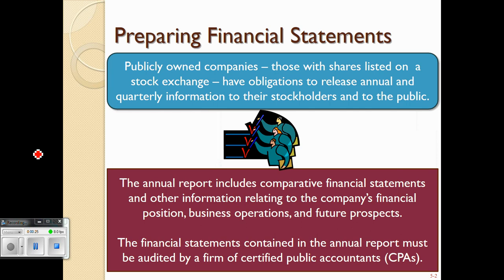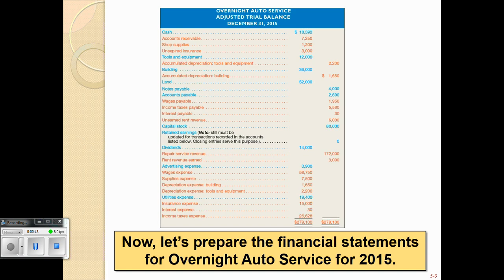Public companies are required to prepare financial statements. Usually they're audited by the CPAs of the company's outside independent auditors. They're certified public accountants who usually come in the spring of the year and take a look at the records to make sure they accurately and fairly reflect what's going on in the company.